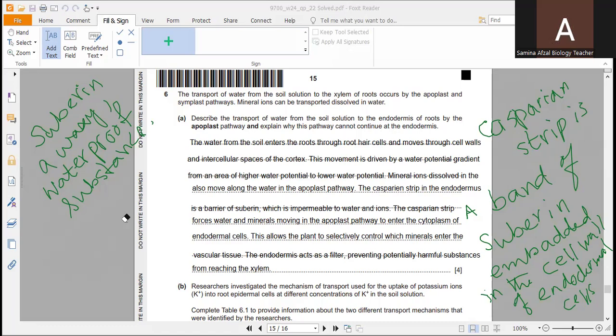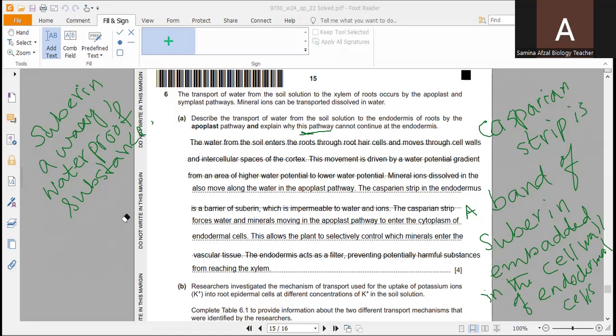So in this way, the Casparian strips. Okay, next. After this explanation, the Casparian strips do not allow the water to move inside. So in this way, I would like to explain the question answer which I have written.